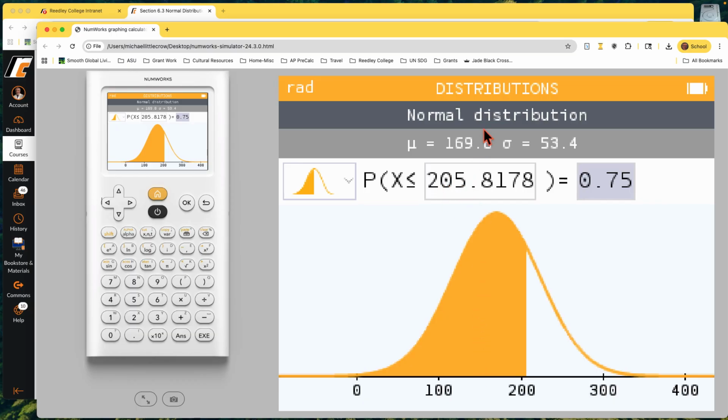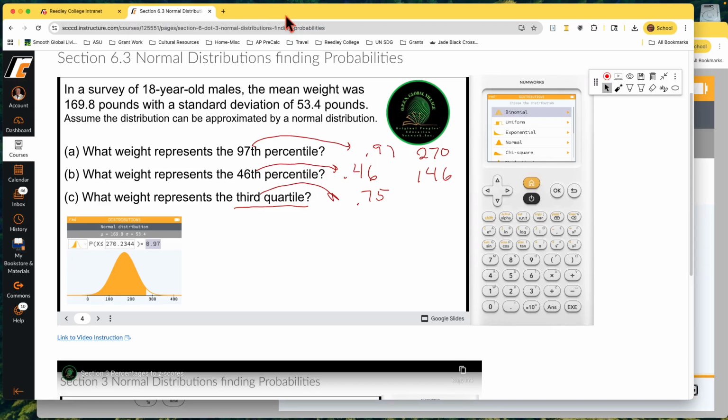So that's my target weight right now. I'm trying to get down to it. And then I'd like to get a little lower, but I'm certainly not an 18-year-old anymore.